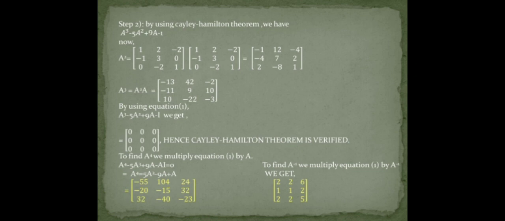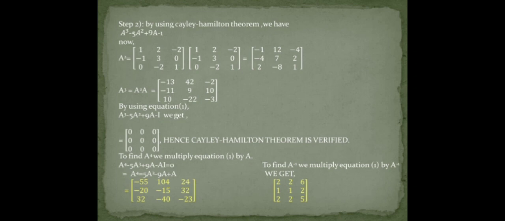To find A raised to 4, we multiply equation 1 by A: A raised to 4 minus 5A cube plus 9A square minus A equals 0. A raised to 4 equals 5A cube minus 9A square plus A. So the equation becomes [-55 104 24; -20 -15 32; 32 -14 23].